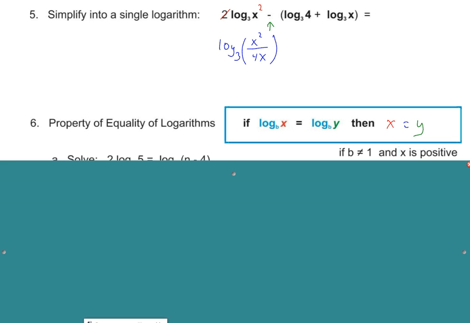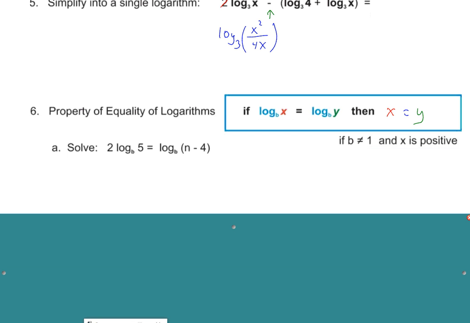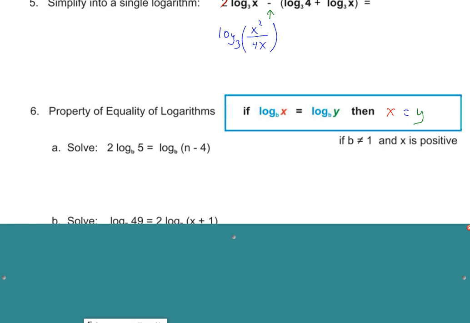There is a condition on this. The b's got to be not equal to 1, and the x has to be positive. So that's just one of the conditions of it. Okay, so what do we do with that? Let's see if we can then do a little bit with that.